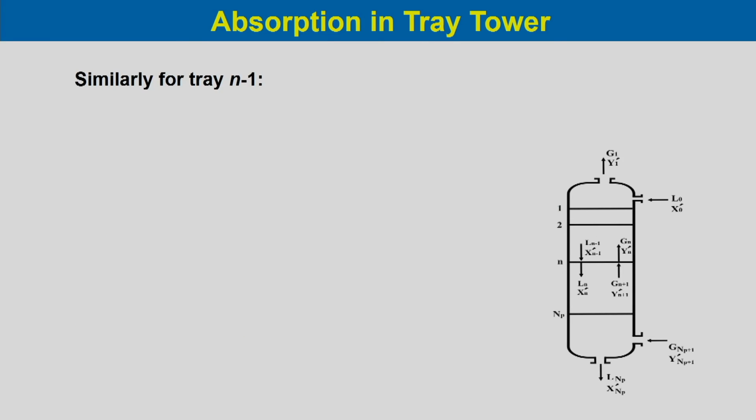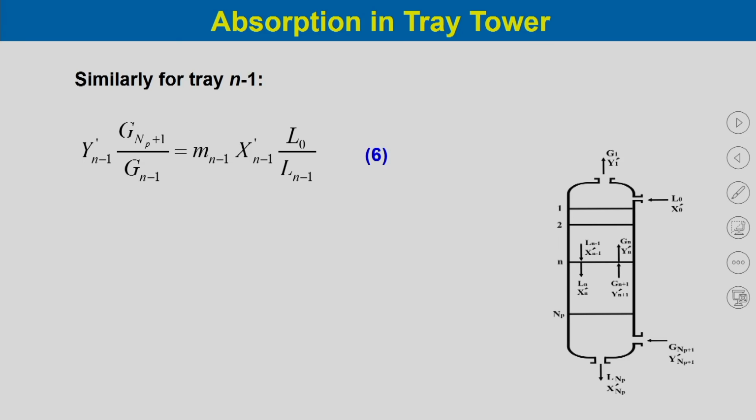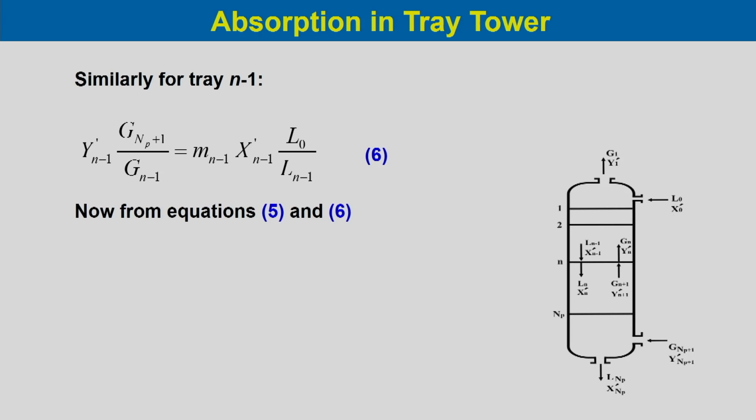Now, similarly for n minus 1 tray, we can write y_{n-1}' G_{np+1} by G_{n-1} would be equal to m_{n-1} into x_{n-1} into L_0 by L_{n-1}. Now, from equation 5 and 6, so this is equation 5 and this is equation 6.